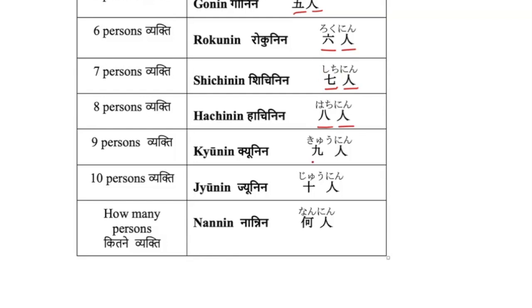Nine persons, kyu is nine, and nin is person. So kyunin is nine persons. We will not use ku here for nine. It is kyu. And 10 persons, ju is 10, and nin is person. So junin is 10 persons. And to ask how many persons, it is nan, then nin: nannin.